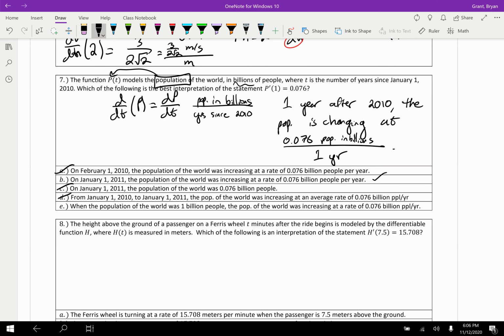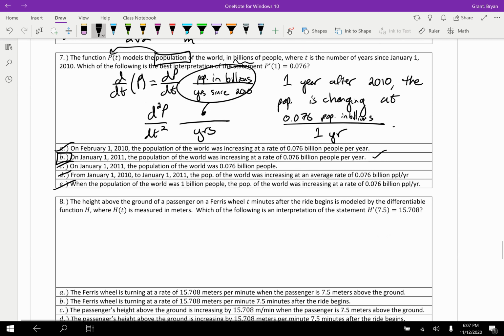So this one would be if you took the next derivative. The second derivative here, like so, would take the rate of change and divide it by years. So the second derivative will measure the population in billions of people per year, so how fast that population is changing as years go on, or how fast the rate of the population is changing as years go on. That's what this is saying over here. So that's not what we found. We found the first derivative, got to be B.